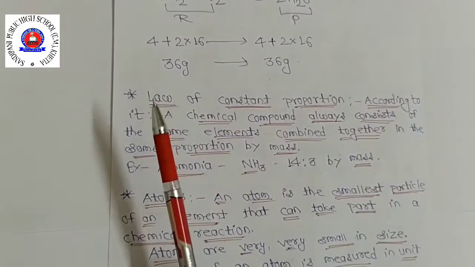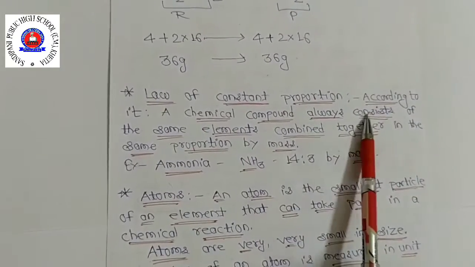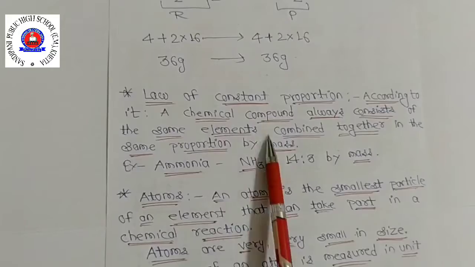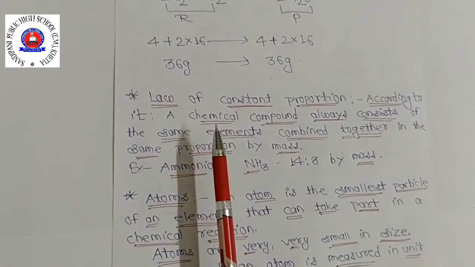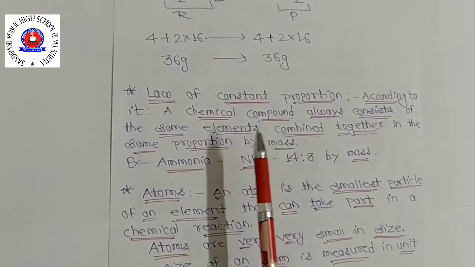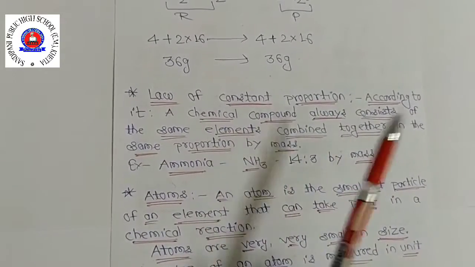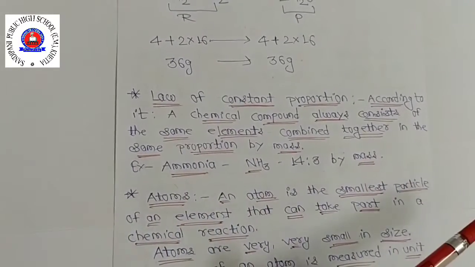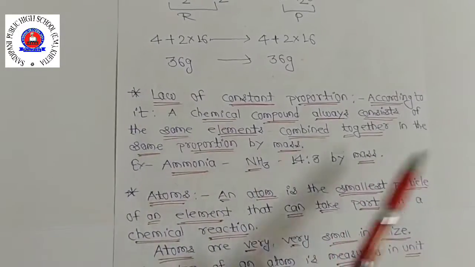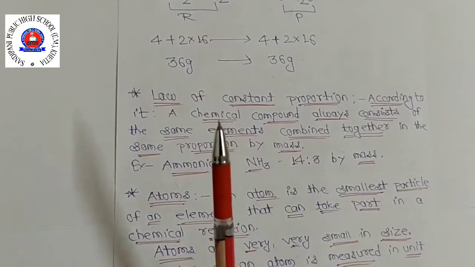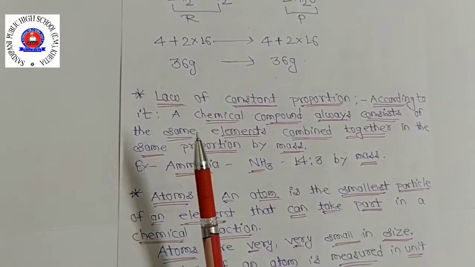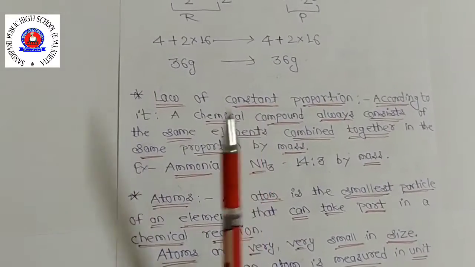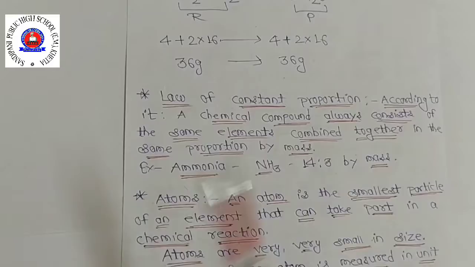According to the law of constant proportion, a chemical compound always consists of the same elements combined together in the same proportion by mass. Means whenever you form this compound, it has a fixed proportion. This law means that whatever be the source from which it is obtained, means whatever the source, or the method by which it is prepared, whatever the method, a pure chemical compound is always made up of the same elements in the same mass percentage. Means whenever it forms, the elements will be the same and the mass percentage will also be the same. Okay, there is no problem whatever be the source from which it is obtained.